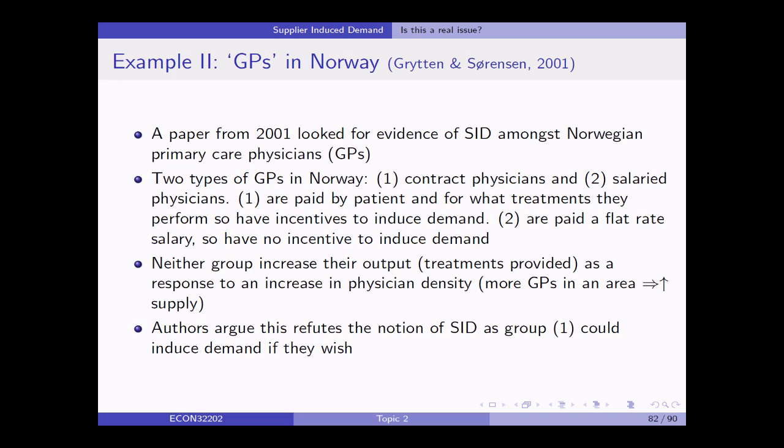Then the research team basically found that neither salaried physicians nor contract physicians changed their output, changed the number of medical procedures they performed, when the physician density changed. So if you were the only GP in a big area, you behaved exactly the same no matter whether you were a contract physician or a salaried physician, whether you had lots of competition. So basically they said that because both groups of physicians behaved the same, there was no evidence of supplier-induced demand, because we would expect stark differences between groups 1 and 2.